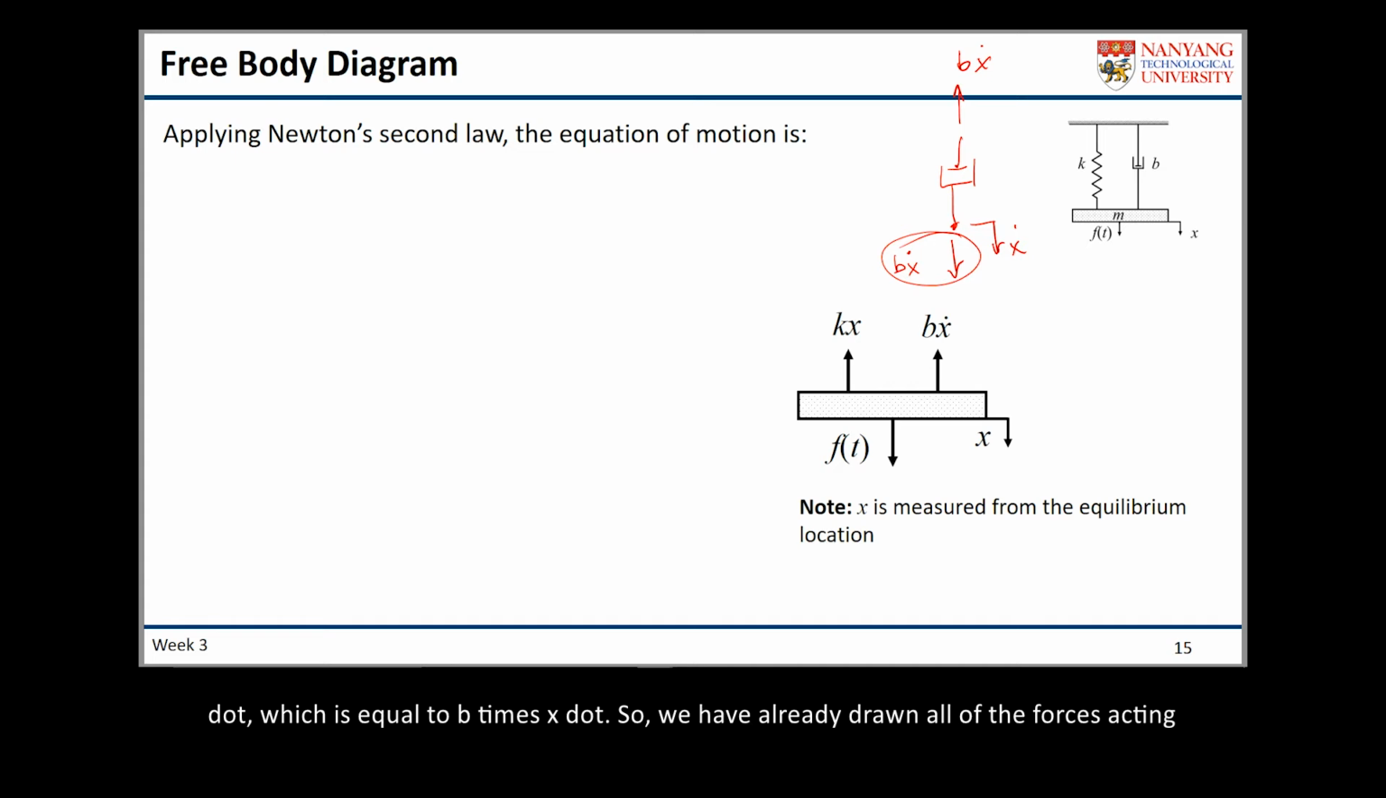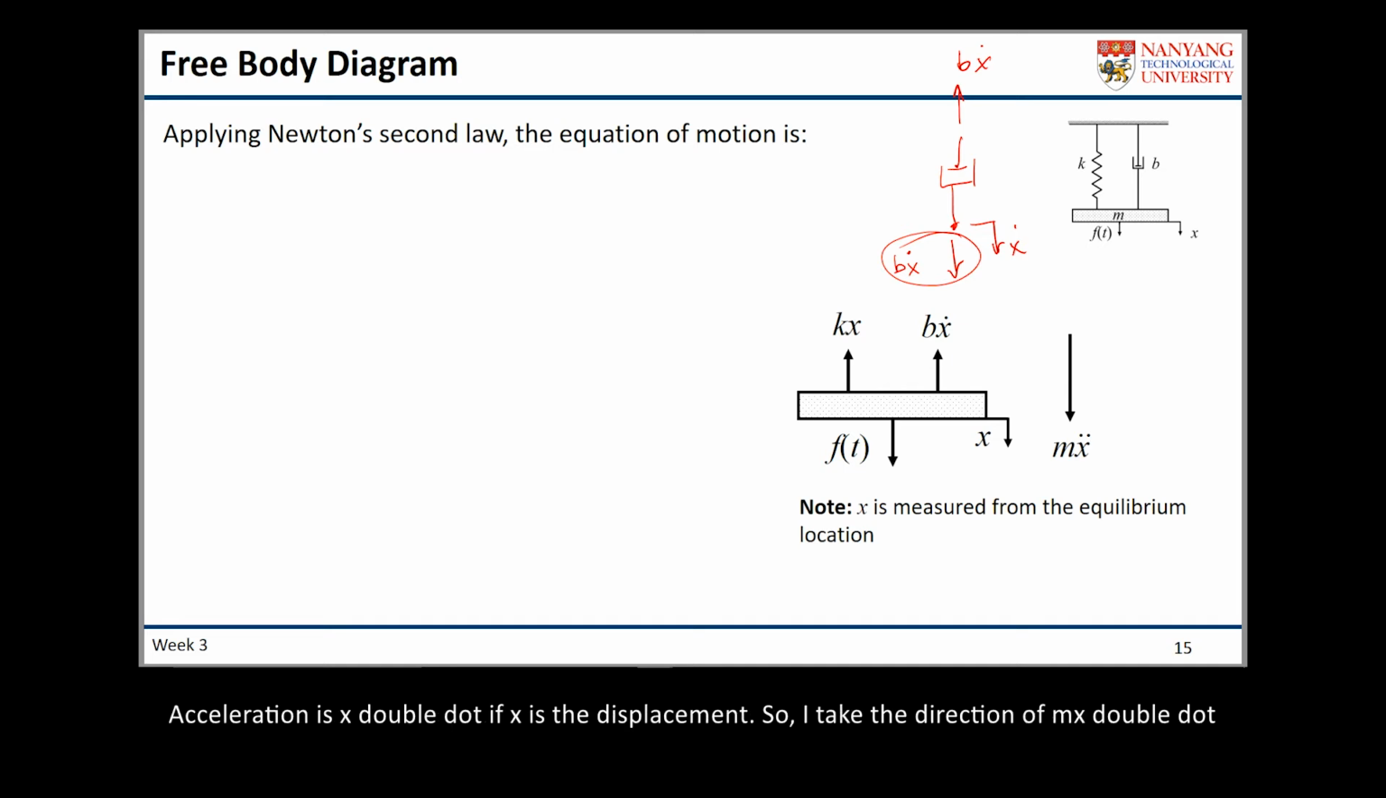So we have already drawn all of the forces acting on the mass: the input force F(t), the reaction force from the spring Kx, and the reaction force from the damper B x dot. The mass is moving down by x. And now we can apply Newton's second law. Newton's second law, you still remember? Newton's second law says the total forces acting on the mass will be equal to the mass times the acceleration.